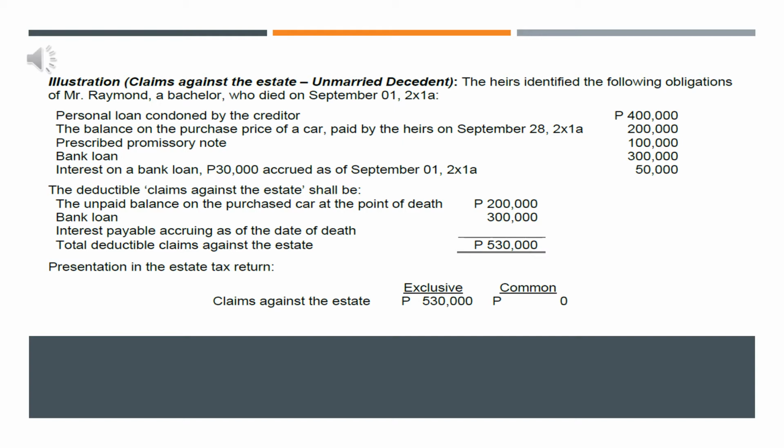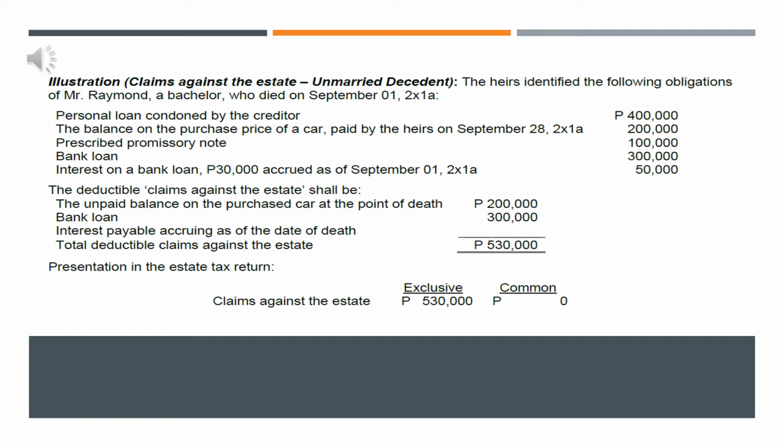Kailan dapat hanggang ang counting ng interest? It must be on the date of death of the decedent. So hanggang September 1 lang. So according to the given, 30,000 yung nag-accrue as of September 1. Therefore, 30,000 yung ilalagay natin. So 200,000, which is the balance on the purchase price of the car, plus the bank loan of 300,000 plus the interest of 30,000. Therefore, yung total deductible claims against the estate is 530,000 pesos.